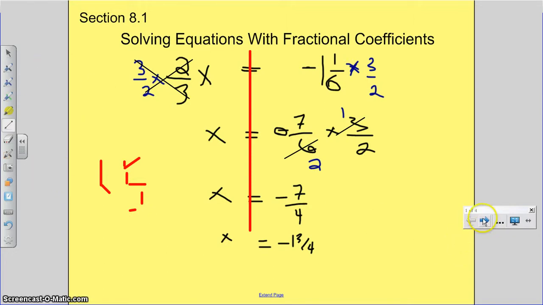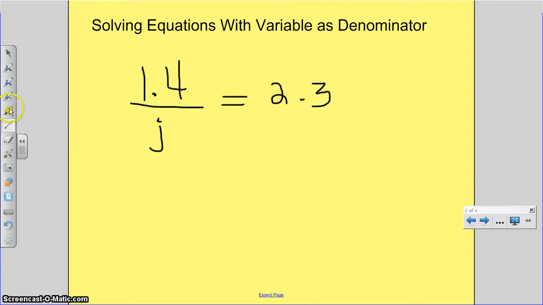Okay, so we're going to look at another kind of something that's a little bit unique here. And what's unique about this is here's our variable, and we've got it as a denominator. So we've got the variable on the bottom this time. So what I'm going to get you to think about is what's called cross multiplication. There's a couple different ways to do this, but cross multiplying will do this.